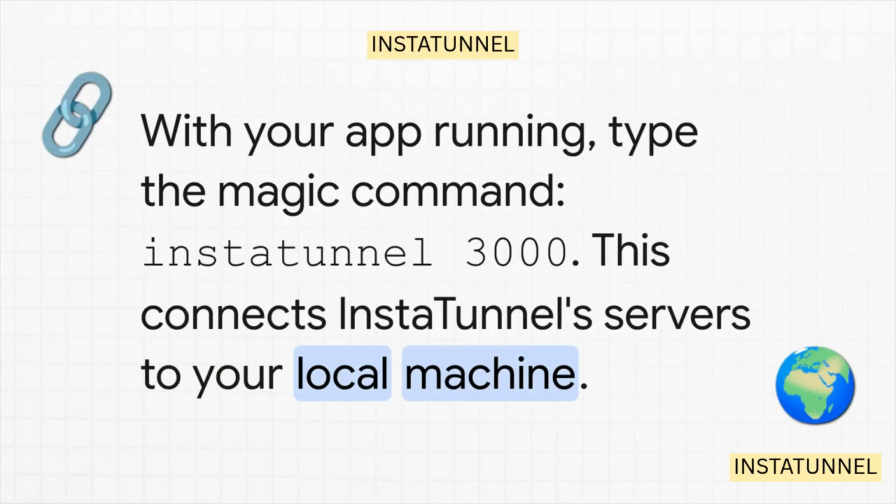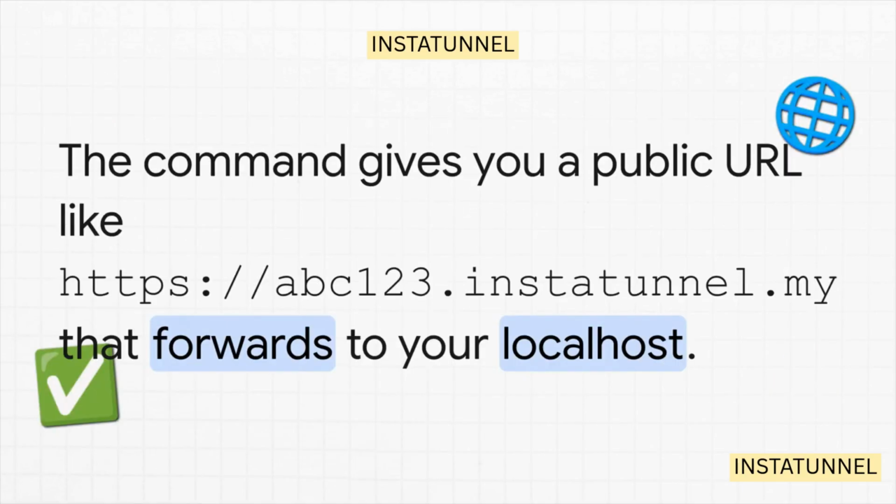Okay, so your app's running. Now you just pop open a new terminal window and you type in that magic command we just saw, instatunnel 3000. This is the part that tells Instatunnel's global servers, hey, create a secure public doorway that points right back to my computer on port 3000. And boom, almost instantly the command gives you back a public, secure HTTPS URL. This link is your brand new front door. Anybody in the world with this link can now get to your application, which is still running safely and soundly on your own computer. All that public traffic is being forwarded right to your localhost.